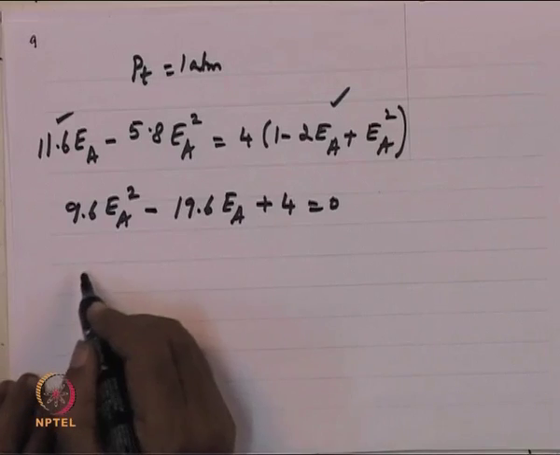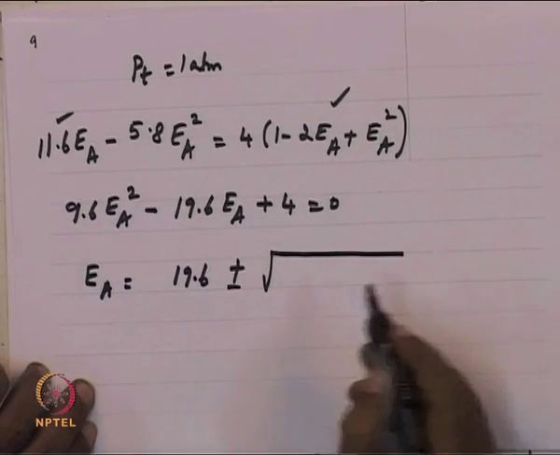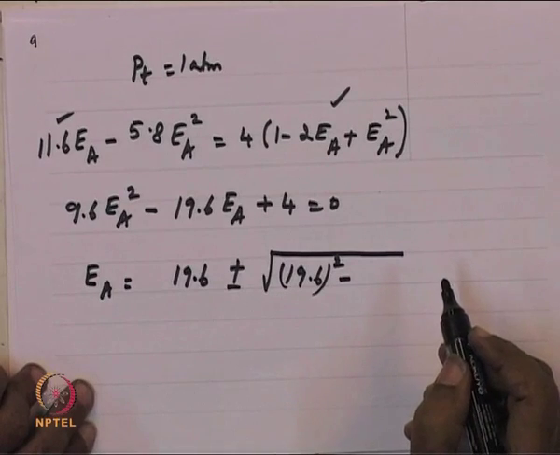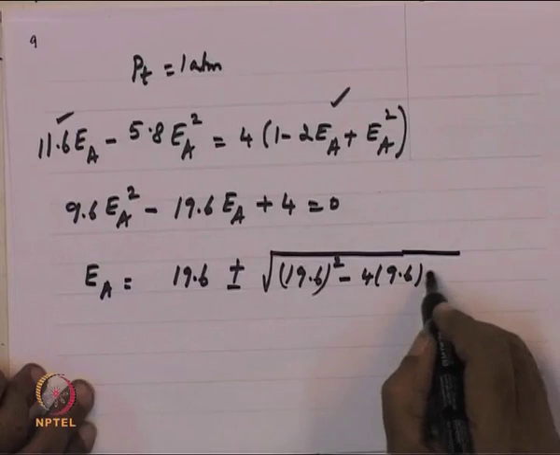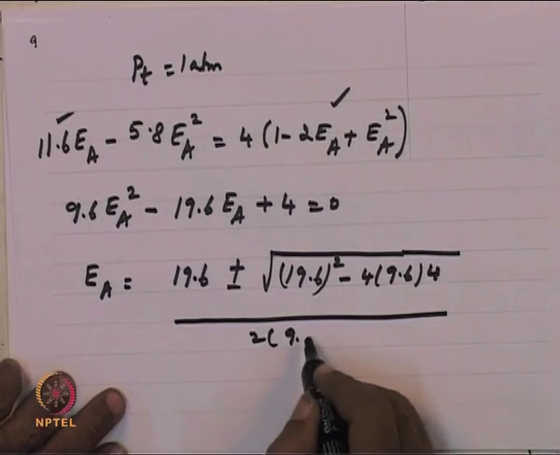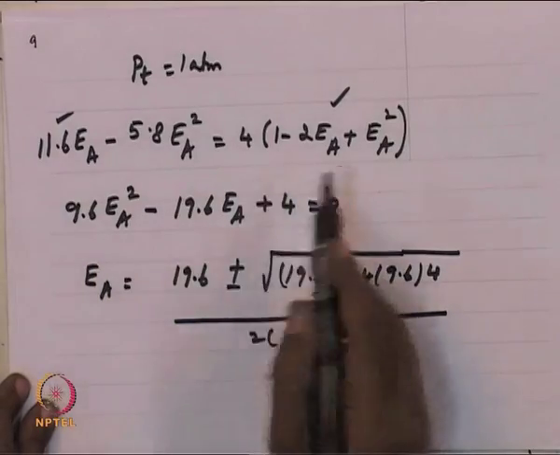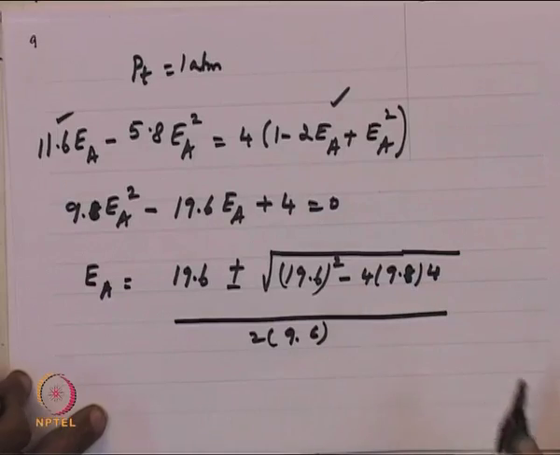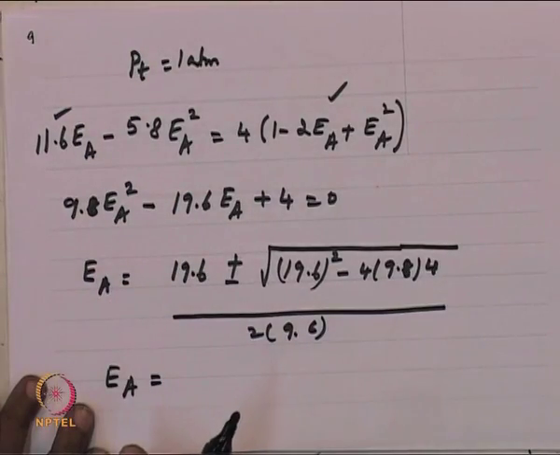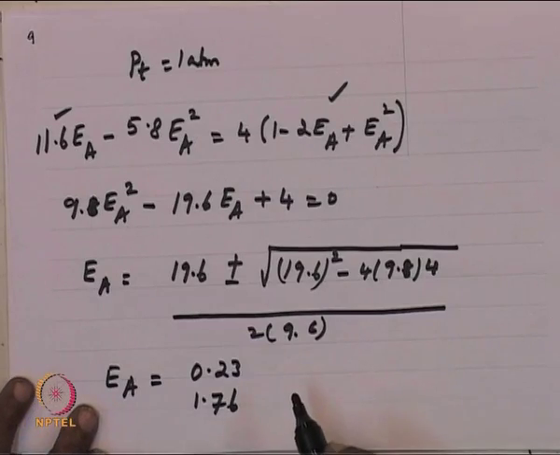So, what is the solution? Ea equals 19.6 plus or minus root of B squared, that is 19.6 whole squared, minus 4 times 9.6 times 4, divided by 2 into 9.6. Okay, fine. So this gives you the solution Ea equal to 0.23 or 1.76. These are the two solutions we get.